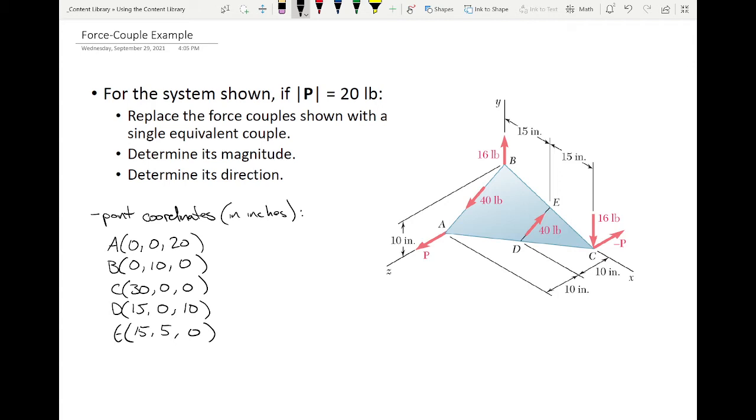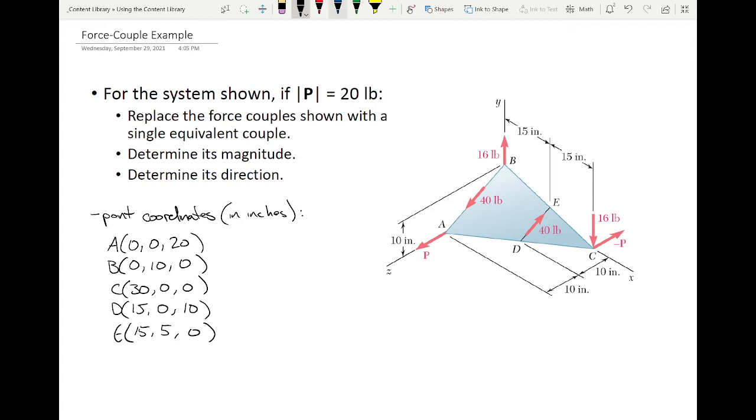But we could just take any one of them and just make sure that we're correct on this. Like, for example, point D. Along the x-axis, we're going this way, positive 15 inches. Along the y-axis, we're not changing at all. And along the z-axis, we're going this way, 10 inches. Okay? So again, it's a useful skill to make sure that you are understanding.